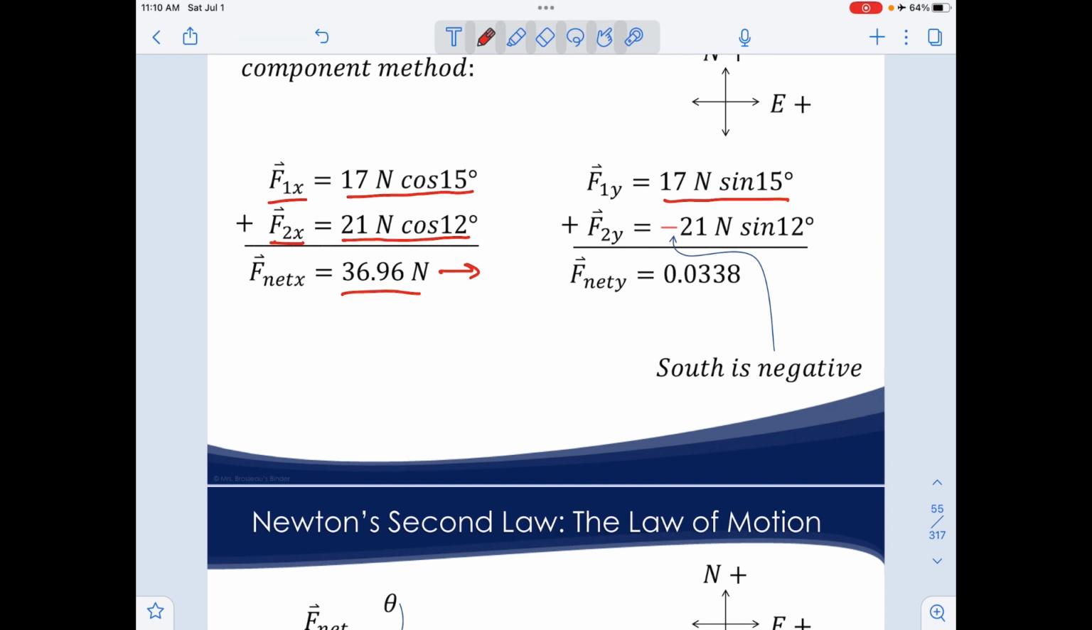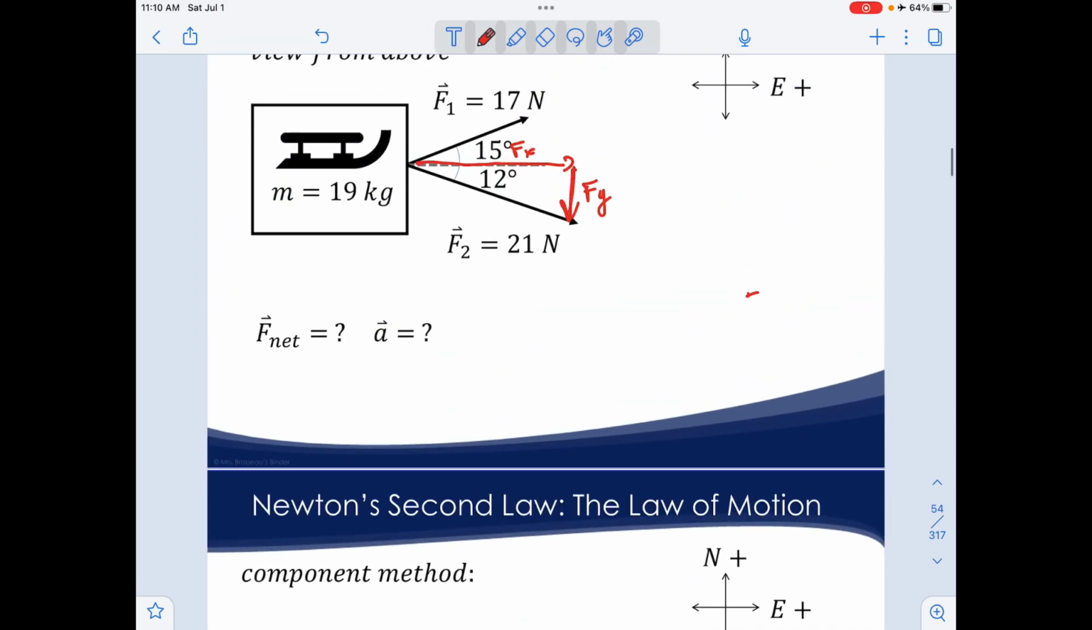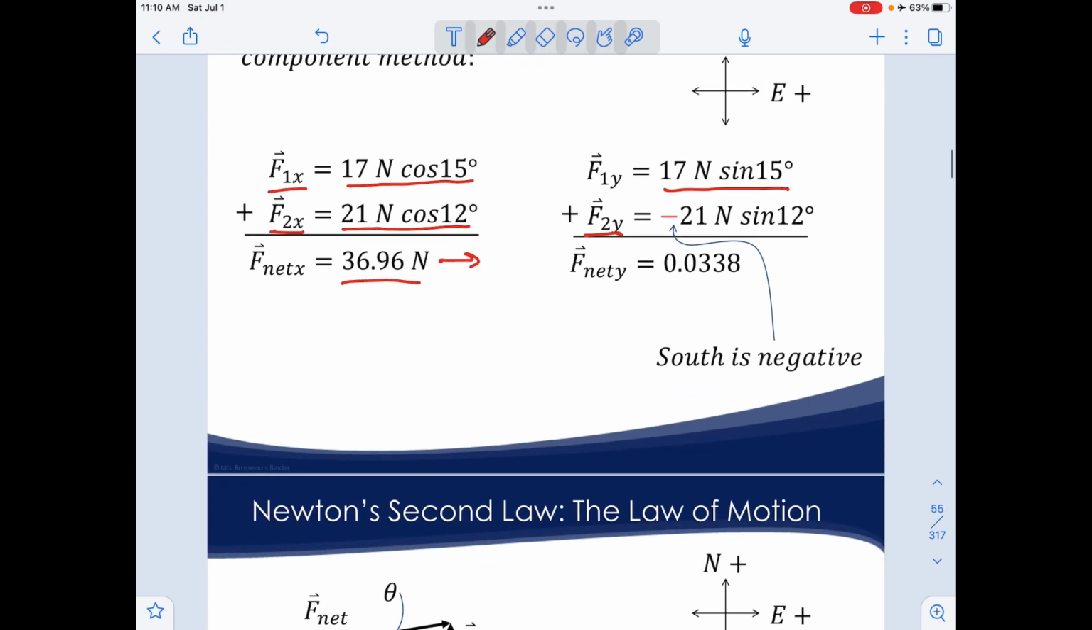Now on the y, you have 17 newtons sine 15. Now, F sub 2y, that's going to be pointing down. So remember, this one is pointing down. So this is going to be a negative value, if you will. So here we have negative 21 newtons sine 12. When you multiply that out and add it up, you get 0.0338 newtons, and since it's a positive number, we know that there's a slight pull in the up direction, okay?